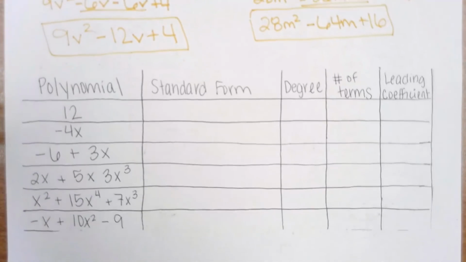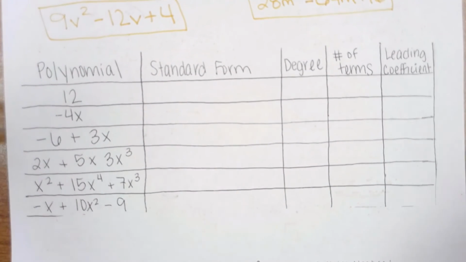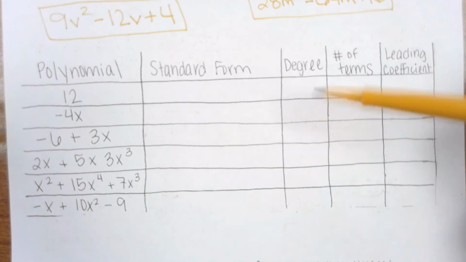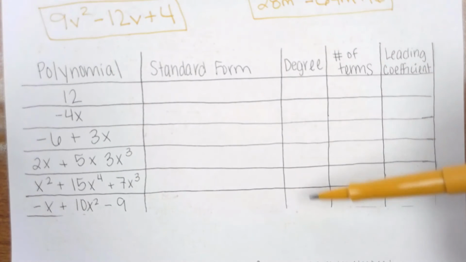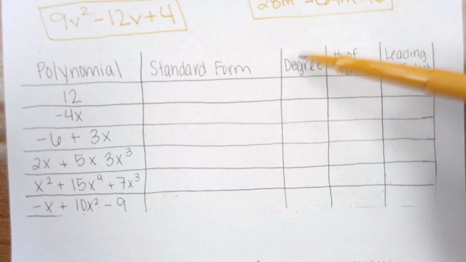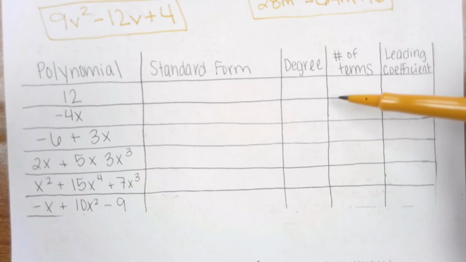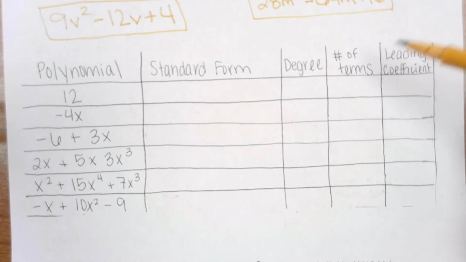Alright guys, and then the last thing is just this little table here. So I gave you a polynomial. You need to set it up into standard form. You're going to tell me what the degree is. So remember that will be your highest exponent. Then you'll tell me the number of terms. So how many terms are separated by addition and subtraction signs. And then these two are what we just did on the front side with the front problems. So you guys should be good to go with that.